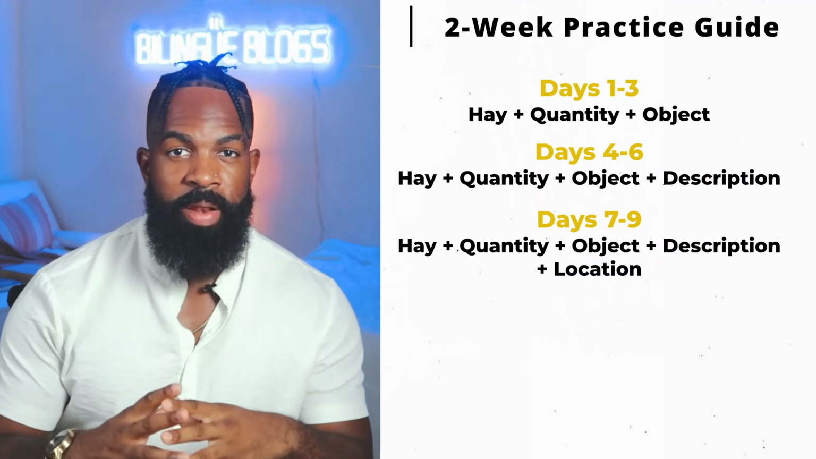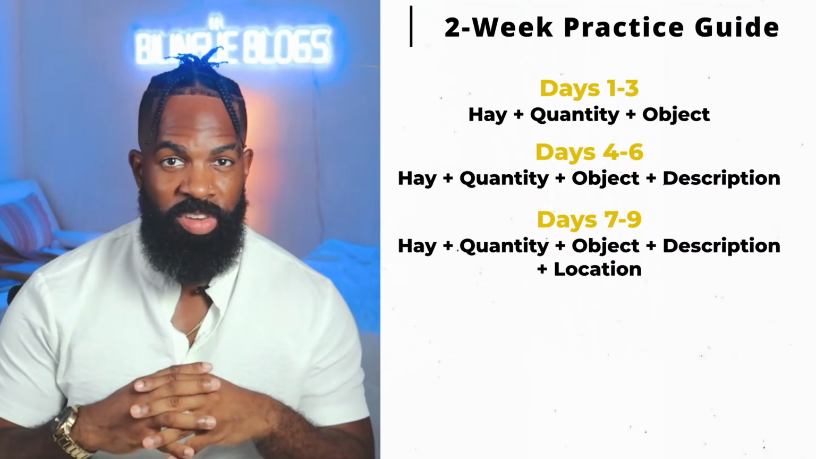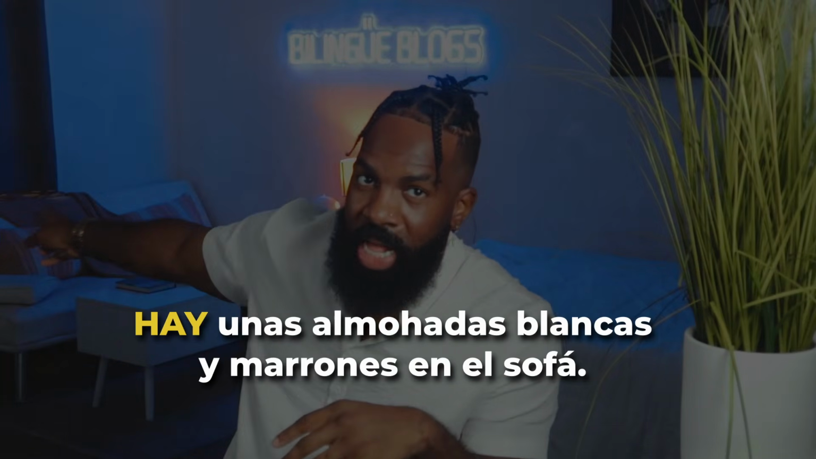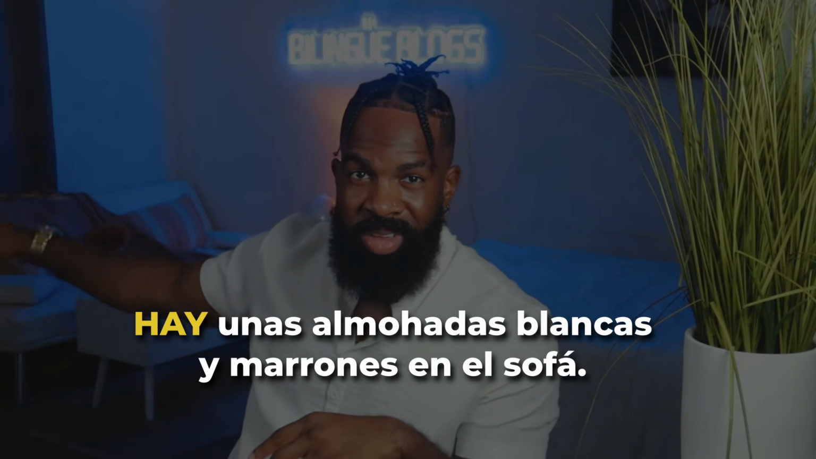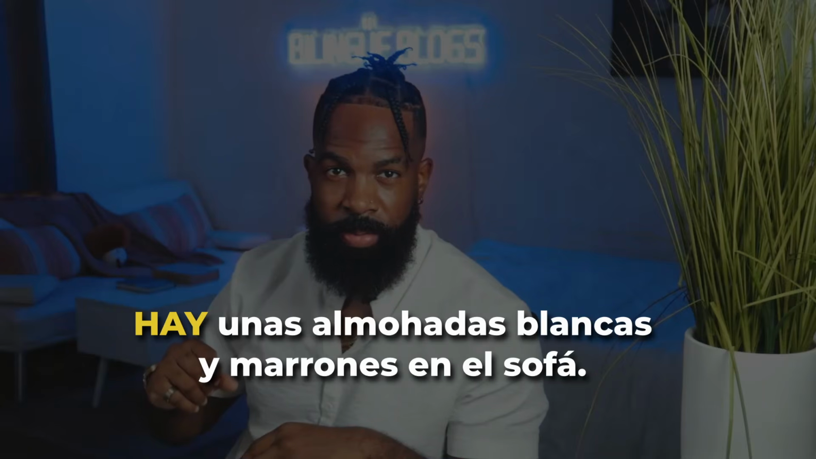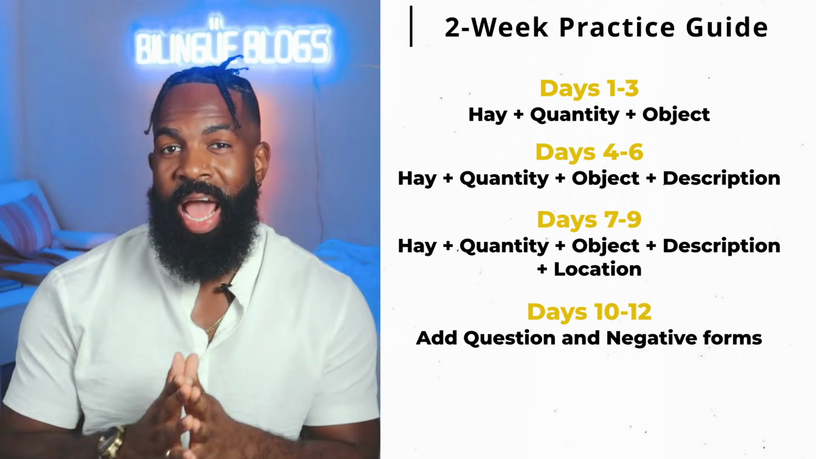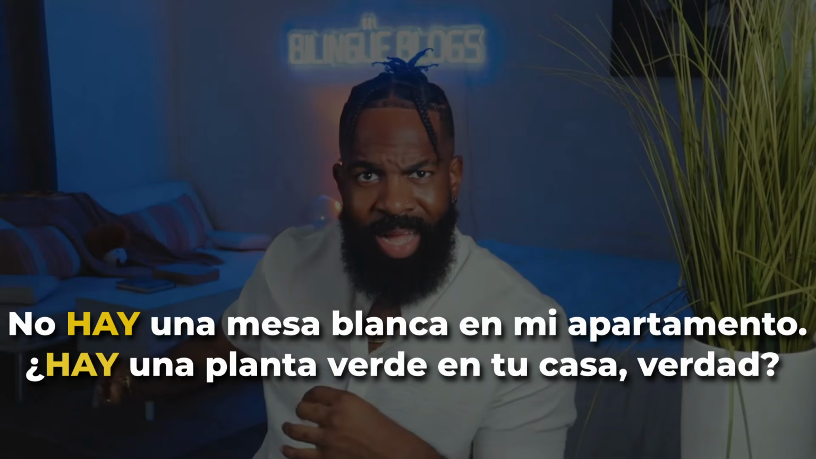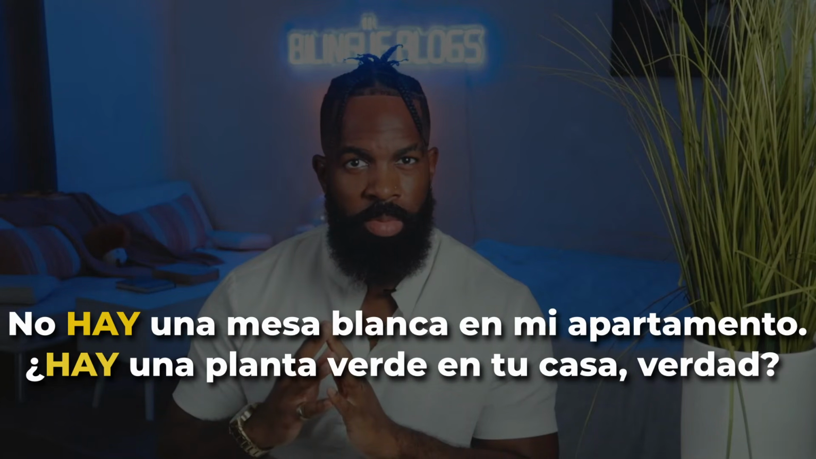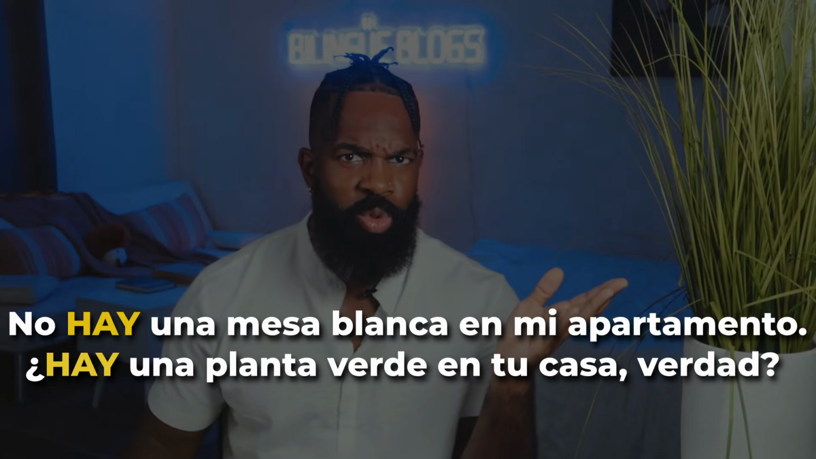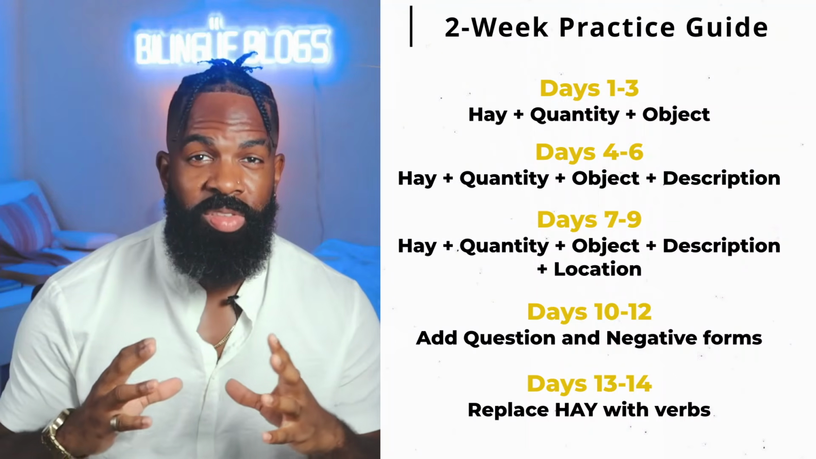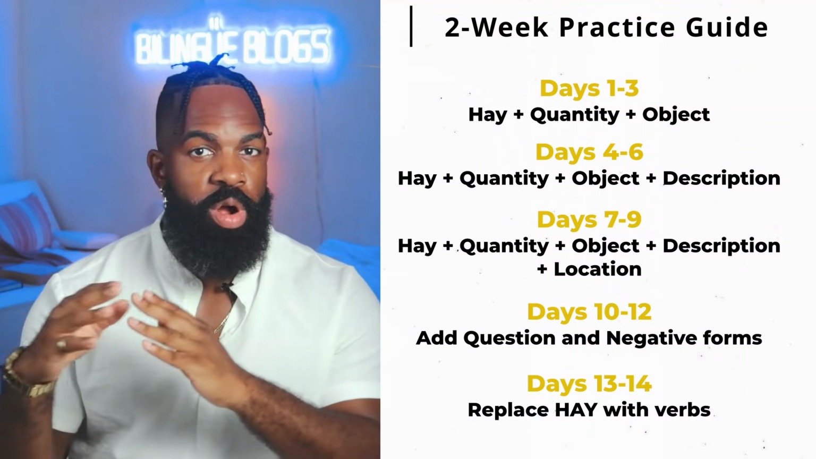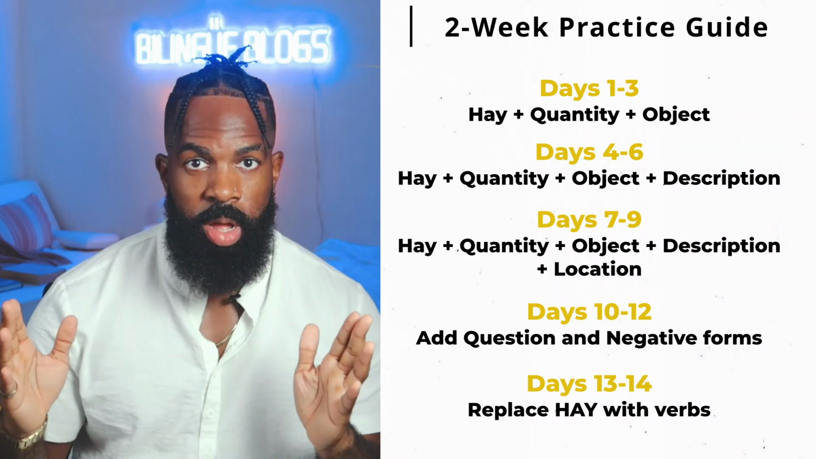With day 7 through 9, I want you to start adding in the location with hay. Okay? Hay unas almohadas blancas y marrones en el sofá. On days 10 to 12, I want you to start adding in questions and also negatives. No hay una mesa blanca en mi apartamento. Or, hay una planta verde en tu casa, ¿verdad? And then on days 13 and 14 and beyond, I want you to switch out hay for the different verbs that you want to put into play.